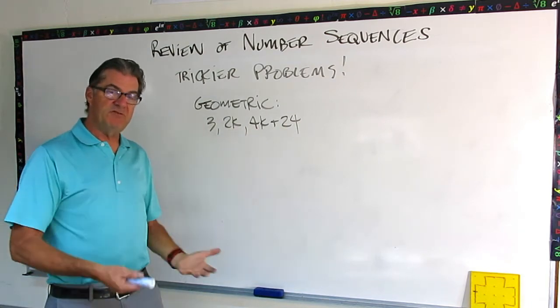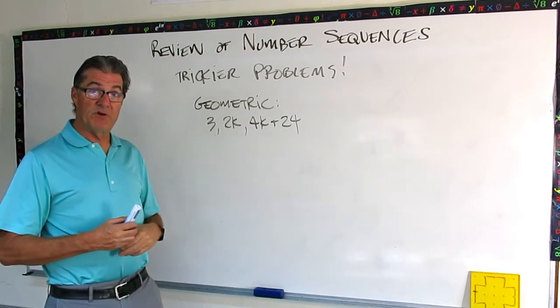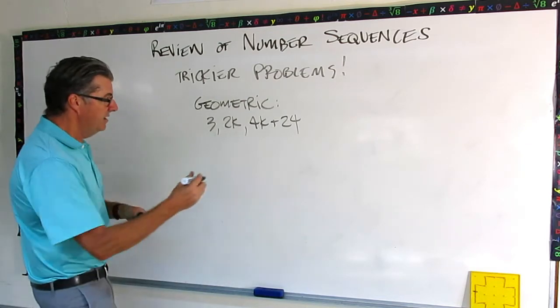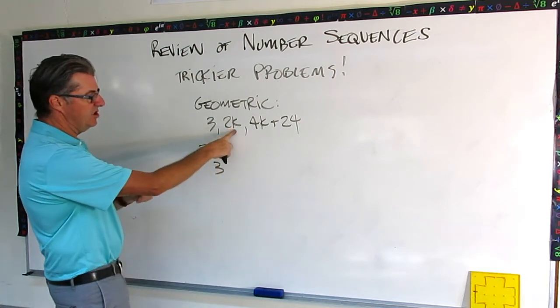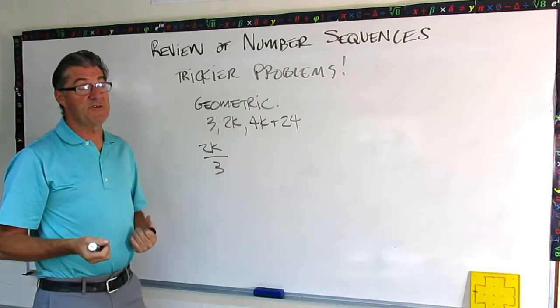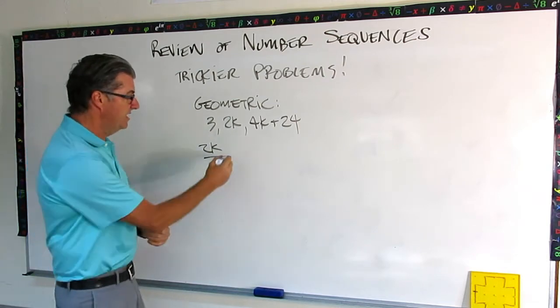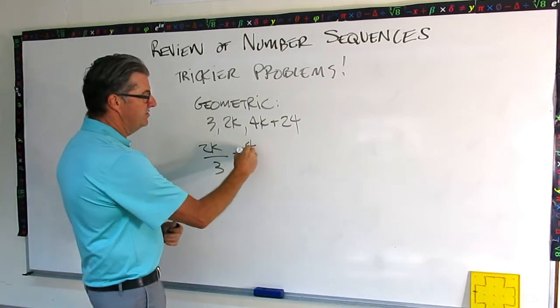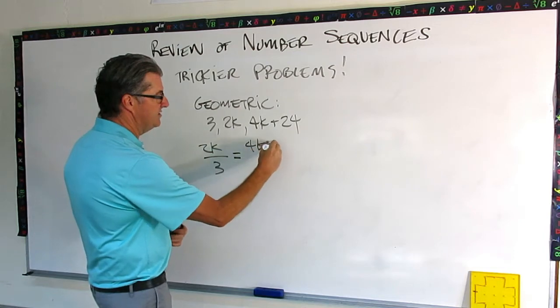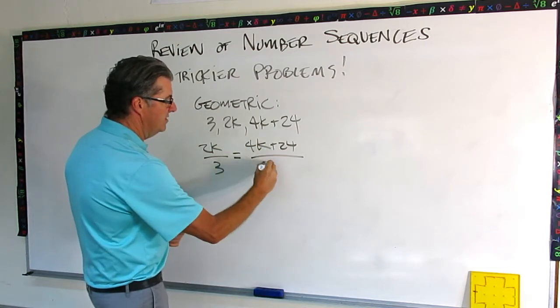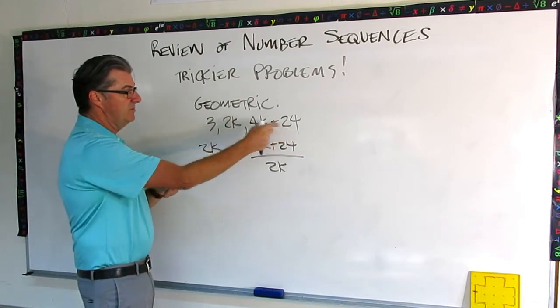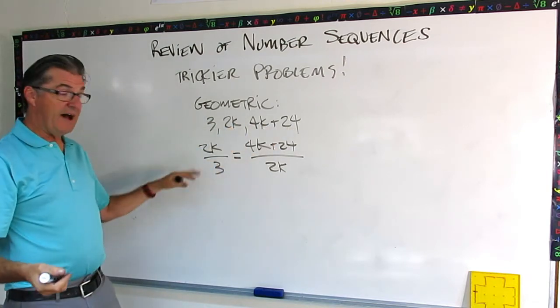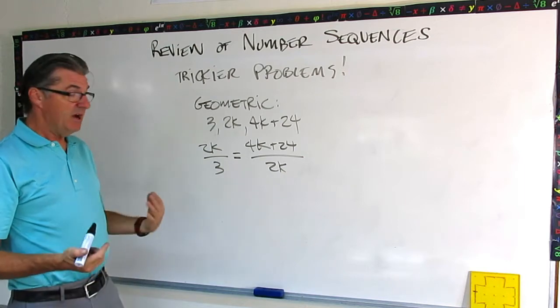Now, with a geometric sequence, remember that little equation we put up on the last screen? If I write 2k over 3, that's this term over that term, that's the common ratio for our geometric sequence. And that's going to be equal to (4k plus 24) over 2k, because this also is the common ratio, this term over that term. Now that I have these two fractions set equal to each other, I can solve that.